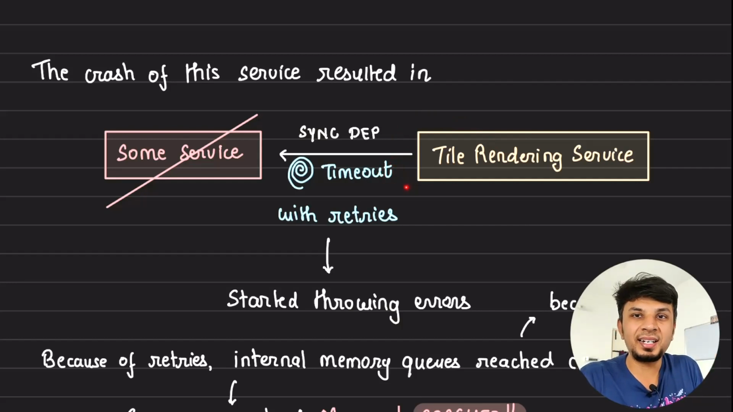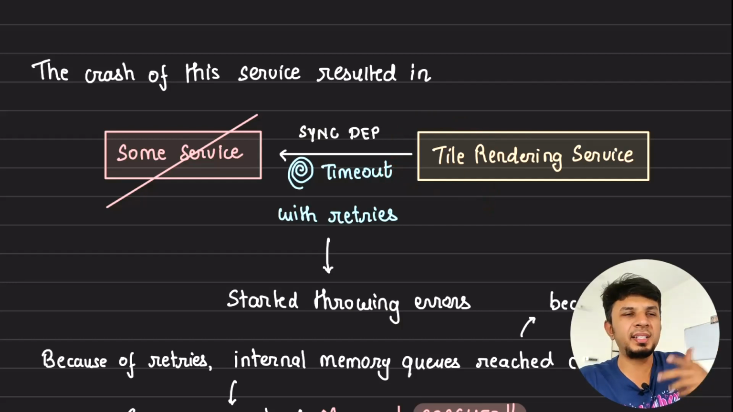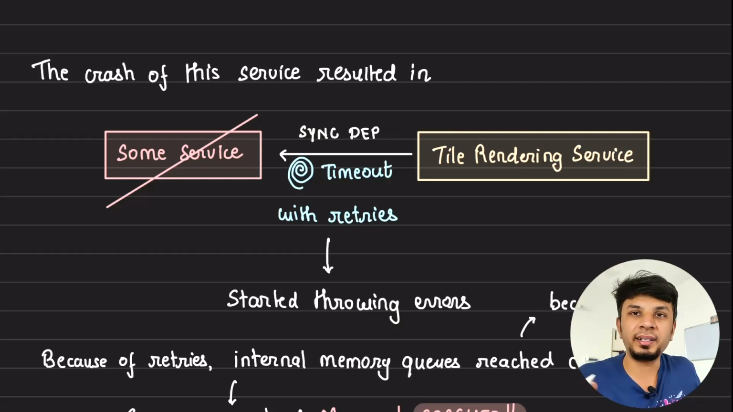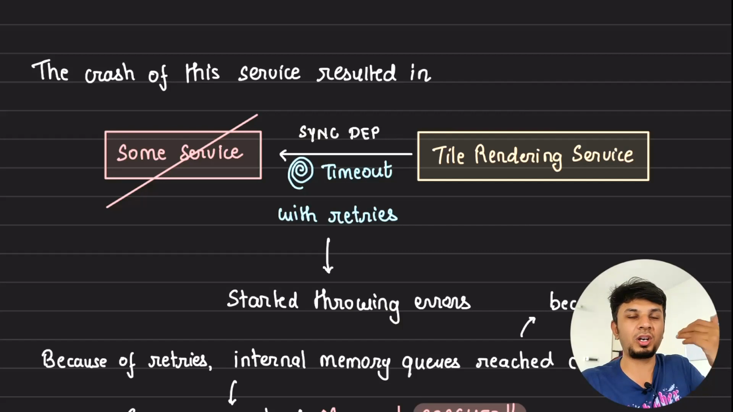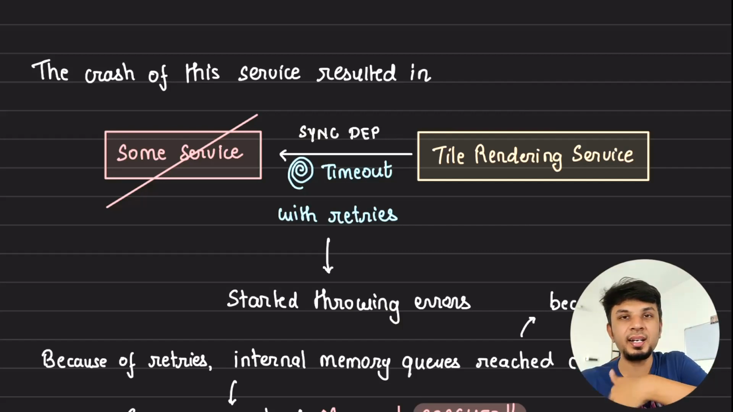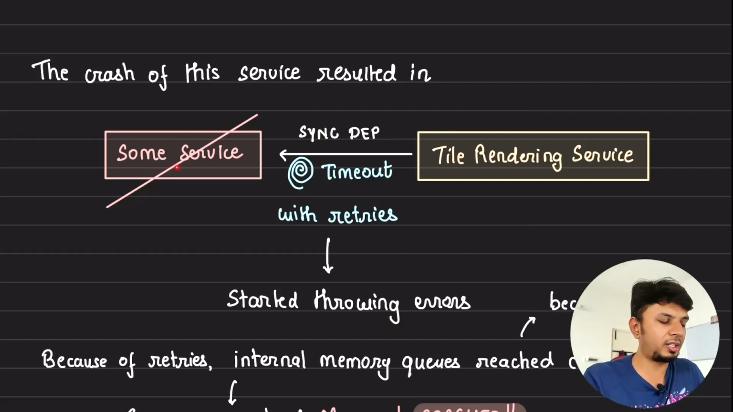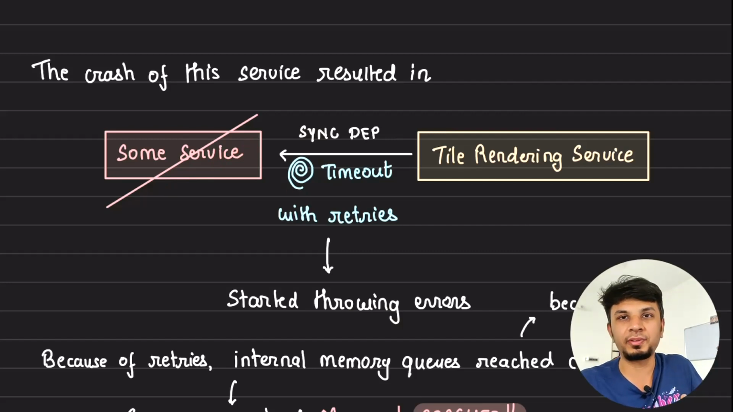Because it always resulted in a timeout, your tile rendering service, like any other good microservice design does, retried. So it kept on retrying until the timeout from the customer side hit. Let's say, hypothetically, it retried 3 times and then it gave up.